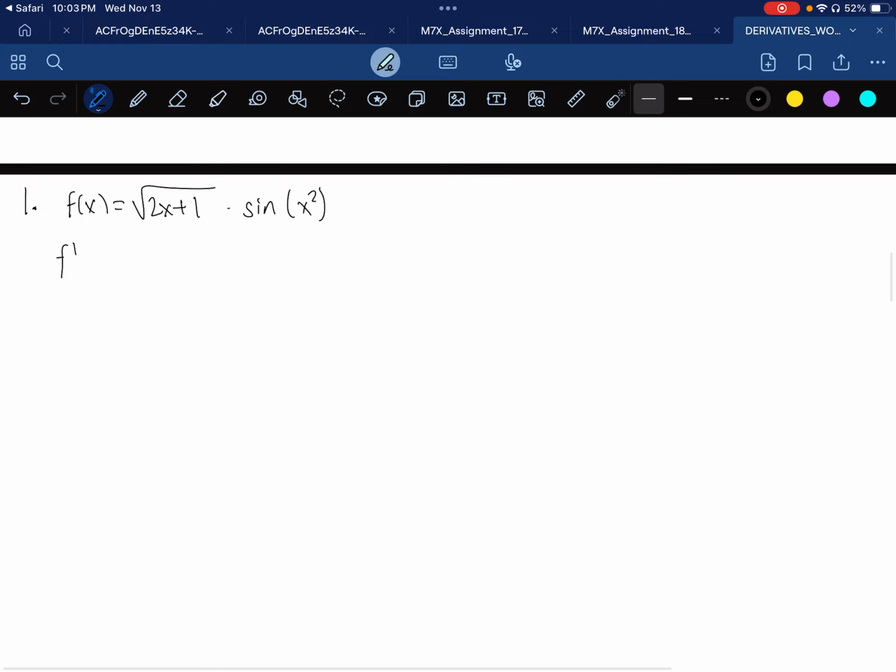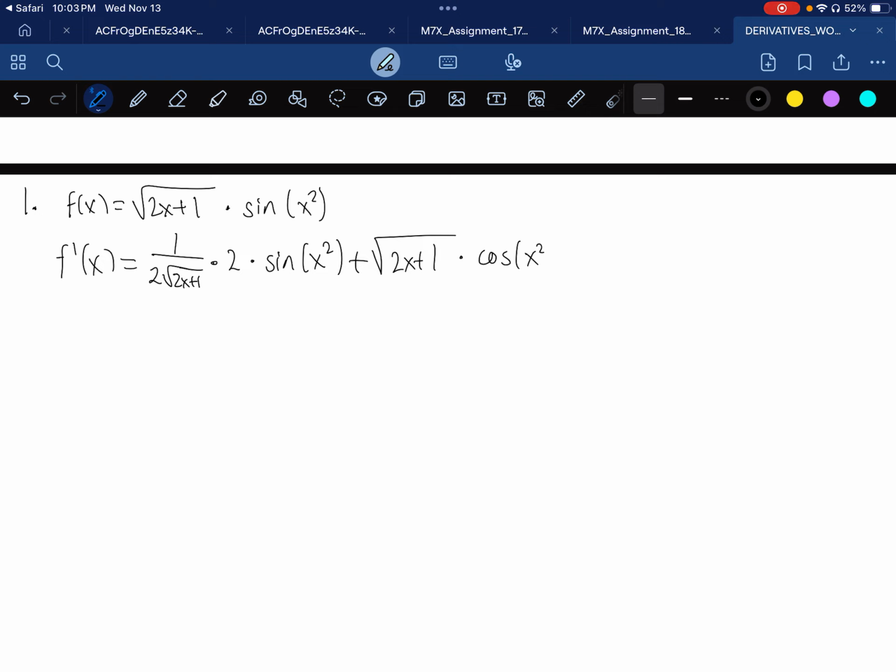So the derivative of f, we have a product, so we're going to use the product rule. This is a square root of x, right? So we're going to have 1 over 2 times the square root of 2x plus 1, since that's our inside function. But wait, since we're using the chain rule, we'll multiply by the derivative of the inside, which is 2. And since we're using the product rule right here, we're going to multiply by sine of x squared plus just the left function times the derivative of the right, which, the derivative of sine is cosine, and we're just going to write our inside and multiply by the derivative of the inside.